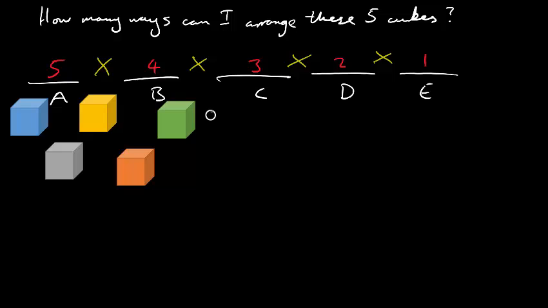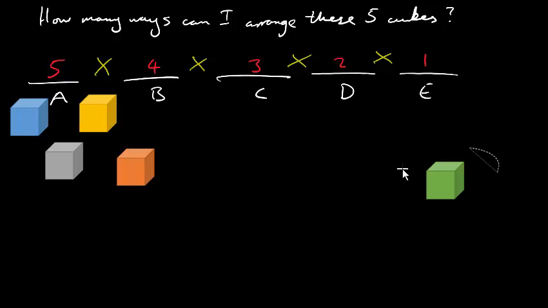Let's suppose, for example, I put the green cube in position E. So how many choices have I got? How many ways are there of arranging just that one cube there? Well, there's only one way of arranging it. I can only have the green cube there. So you're happy I've just got one thing there.